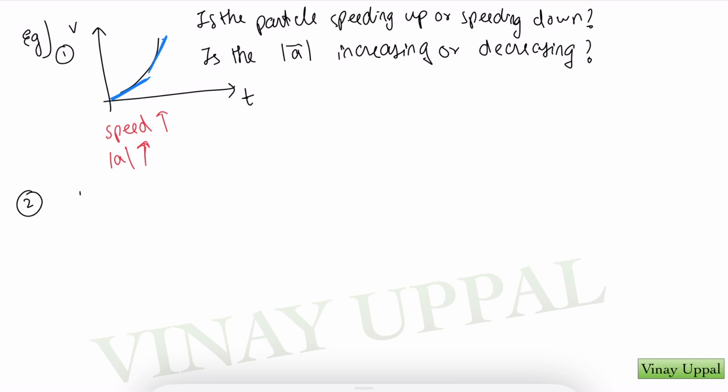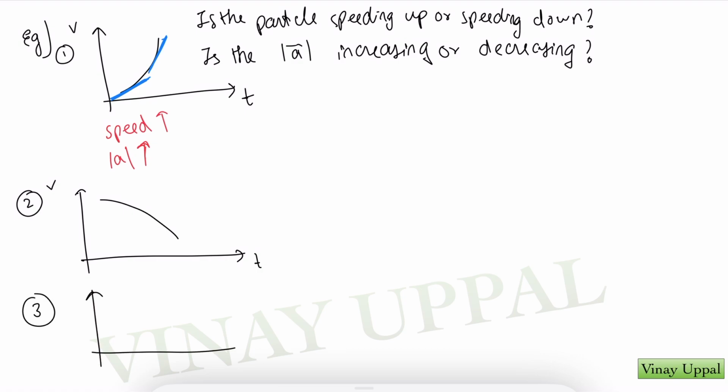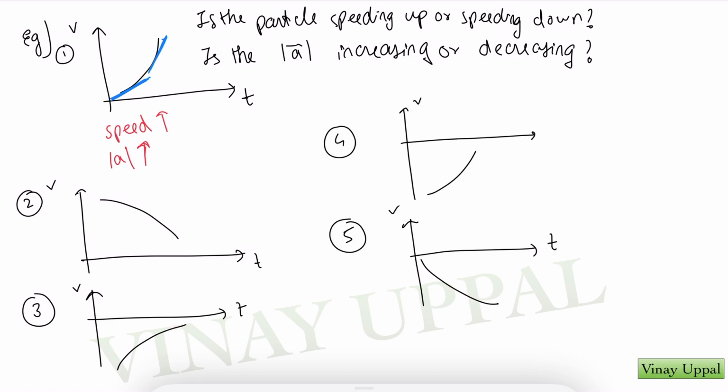So you can just write out on your own. I'm just going to give you a couple of graphs, and you should try and figure out, basically try and answer these two questions. Just try and figure out whether the particle is speeding up or speeding down, and whether the magnitude of the acceleration is increasing or decreasing in all of these graphs. And then you can take a look at my solution.